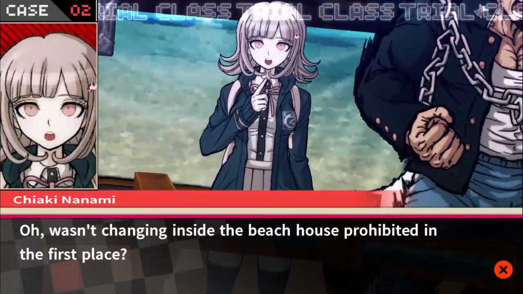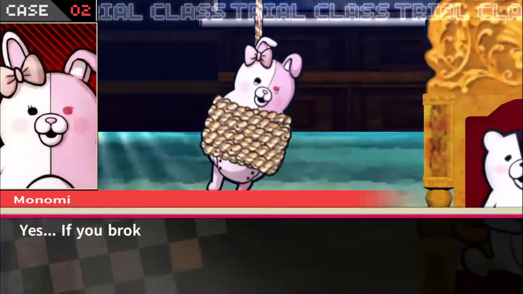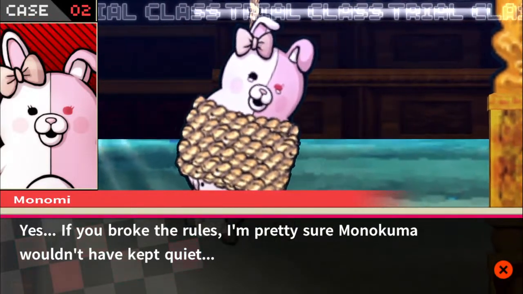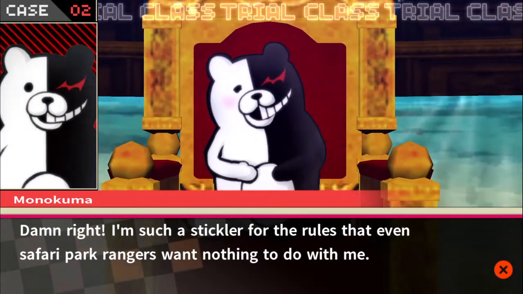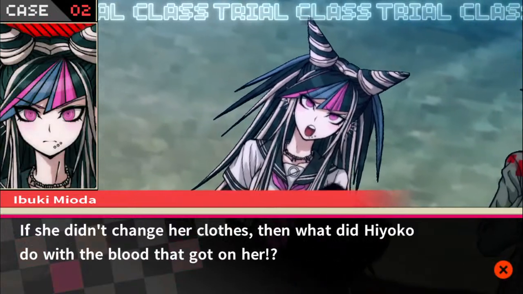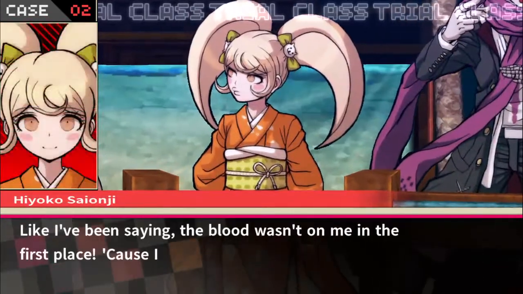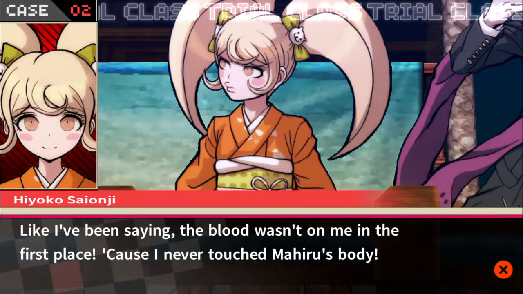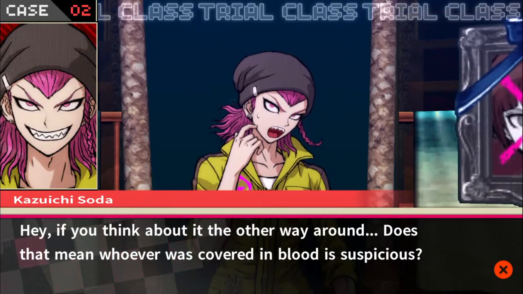Oh, wasn't changing inside the beach house prohibited in the first place? Yes, if you broke the rules, I'm pretty sure Monokuma wouldn't have kept quiet. Damn right! I'm such a stickler for the rules that even safari park rangers want nothing to do with me. If she didn't change her clothes, then what did Hiyoko do with the blood that got on her? Like I've been saying, the blood wasn't on me in the first place, because I never touched Mahiru's body. Hey, if you think about it the other way around, does that mean whoever was covered in blood is suspicious?